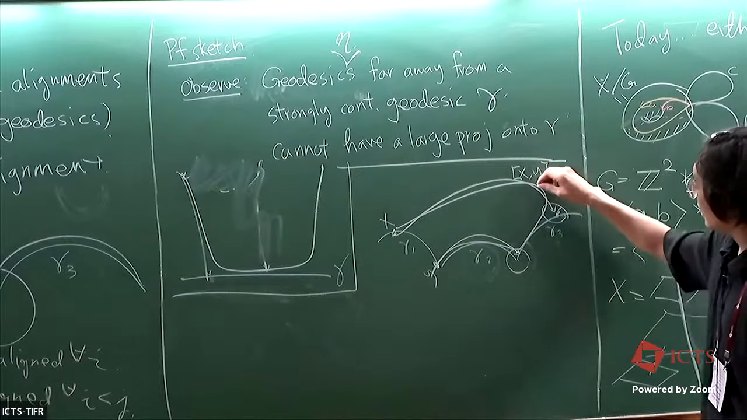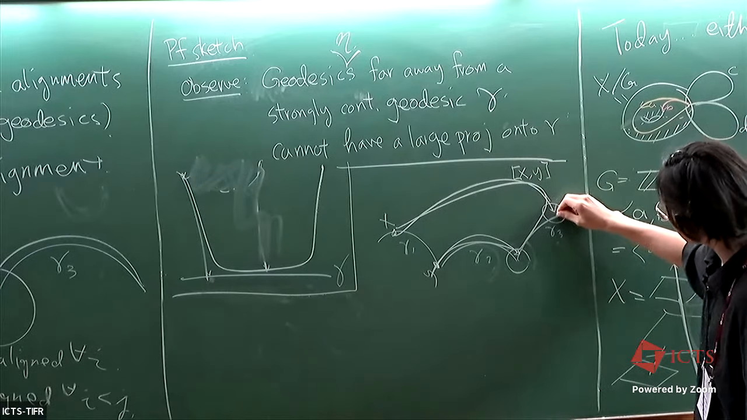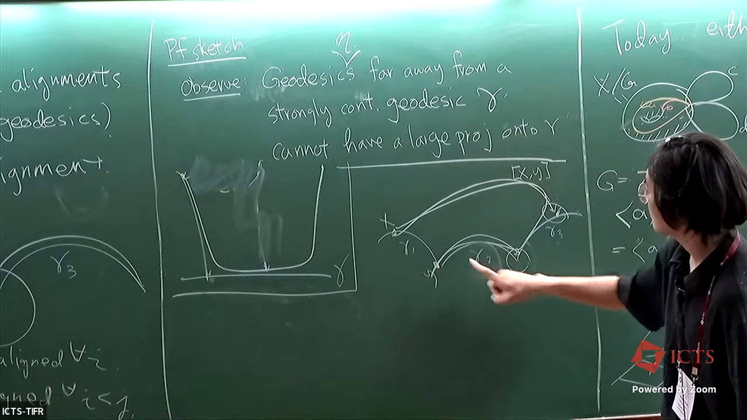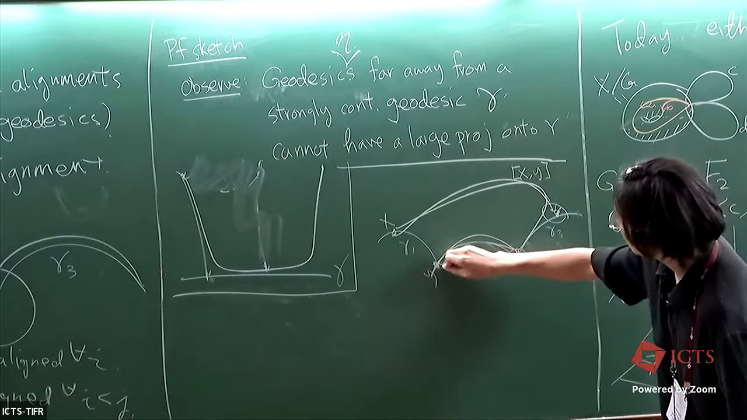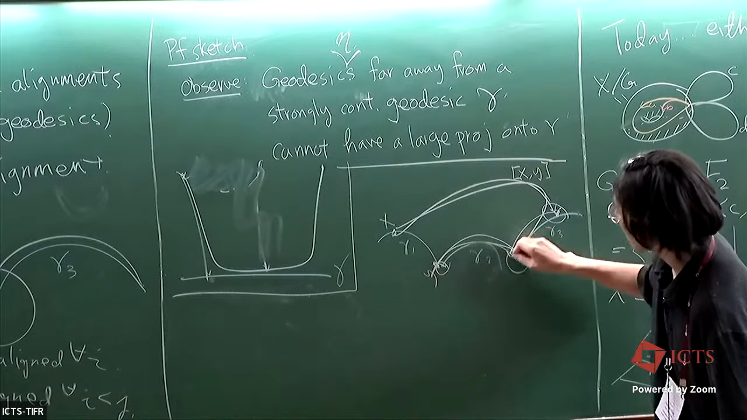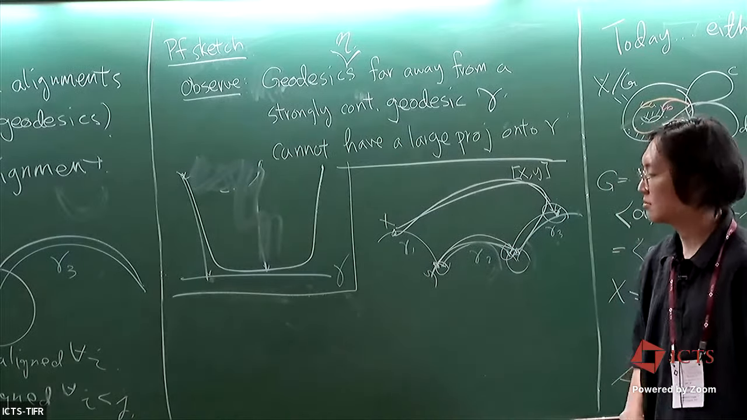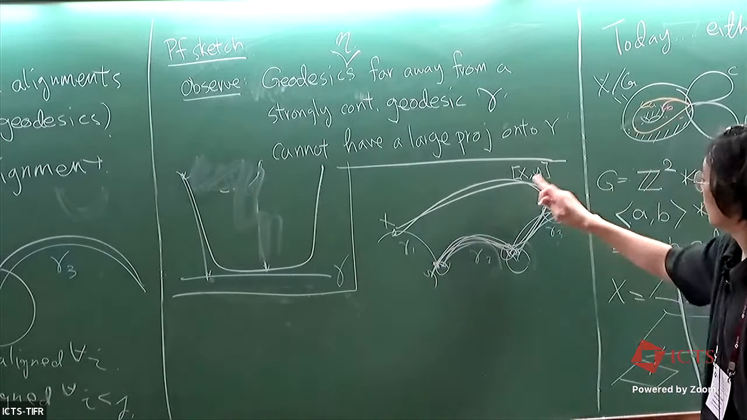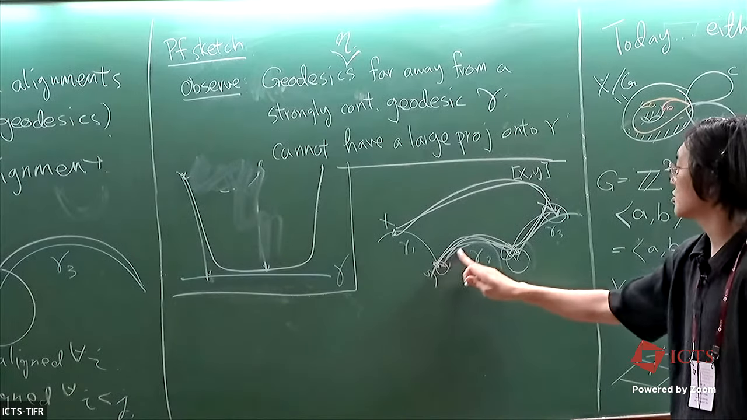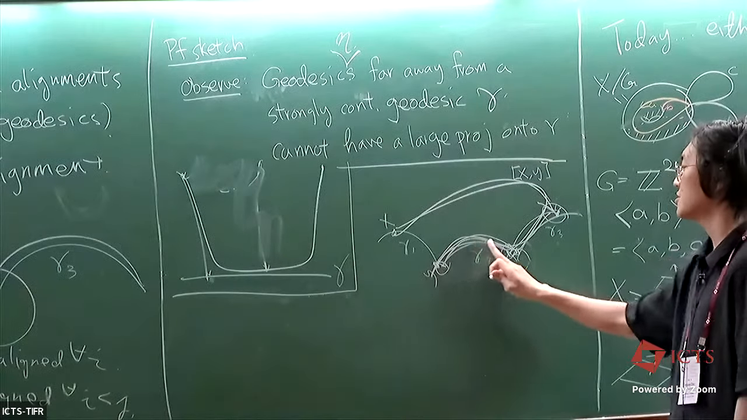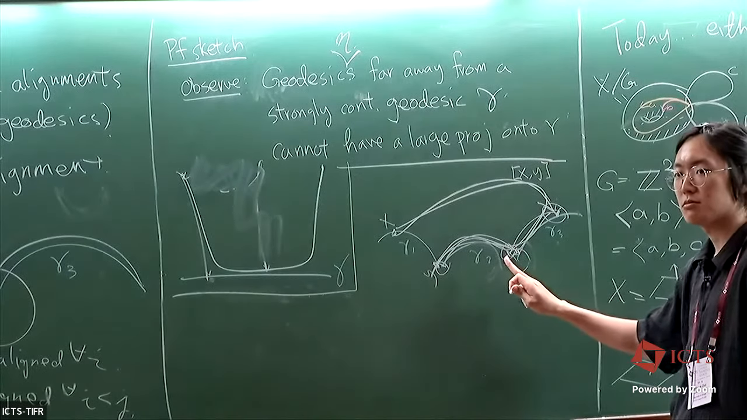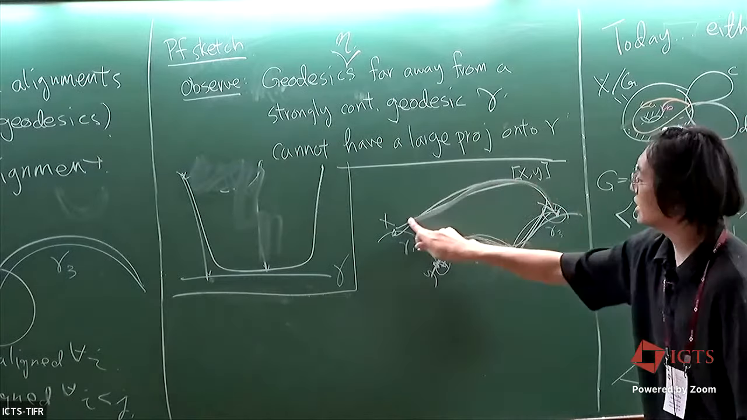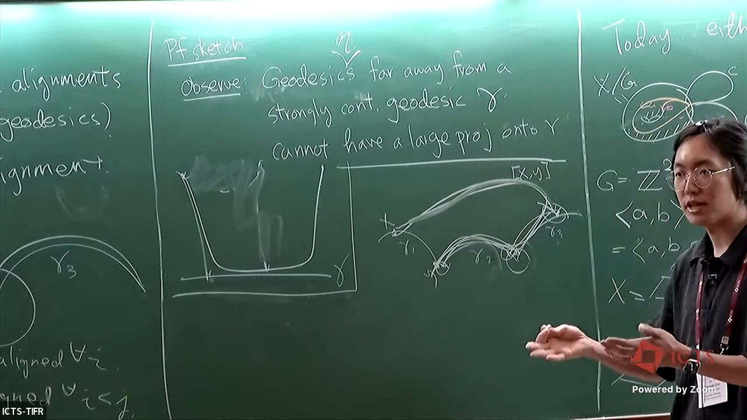Now this point, from the viewpoint of gamma 2, this and this project far away on gamma 2 as well. So actually this subsegment of X, Y passes through almost all of gamma 2, right? Actually, the same goes for the beginning subsegment as well.